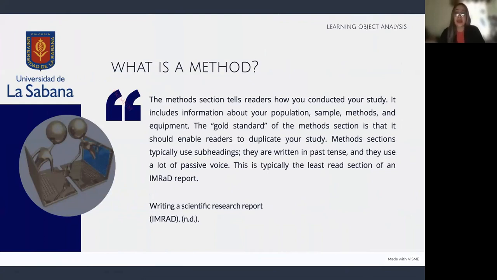Okay, let's start with what is a method. Basically, a method takes into account different aspects. The first one is the population. The second one is sample, methods, and equipment.